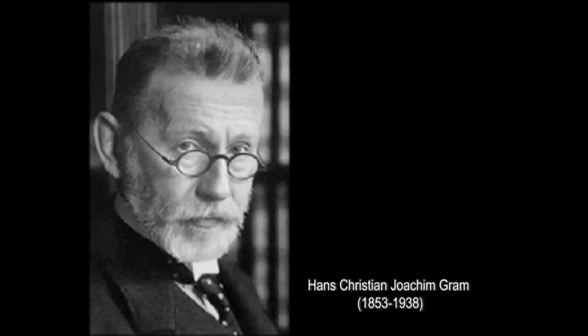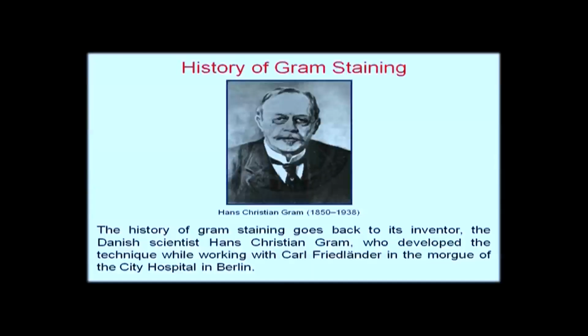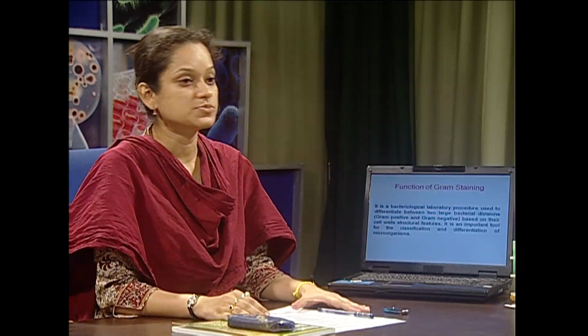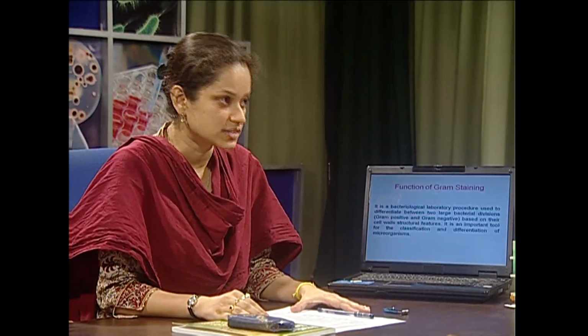The gram stain procedure was first discovered by Hans Christian Gram. He was a microbiologist and he developed this technique while working in the city hospital of Berlin with pathogenic samples. The function of the gram stain procedure is that it helps us in the classification and identification of microorganisms. How does it help? The purpose of the gram stain method is based on the chemical characteristics of the bacterial cell wall.